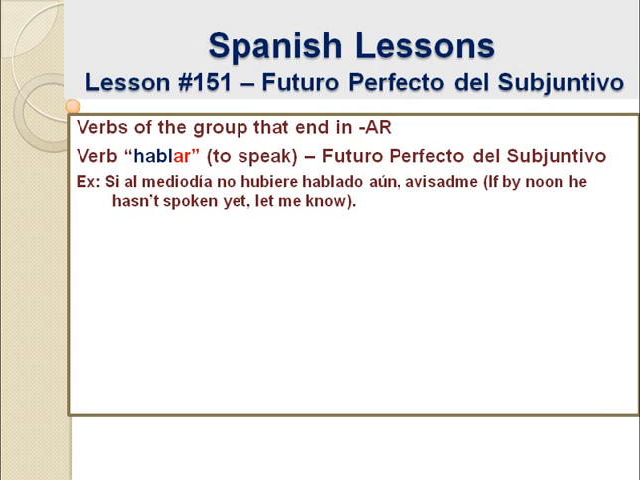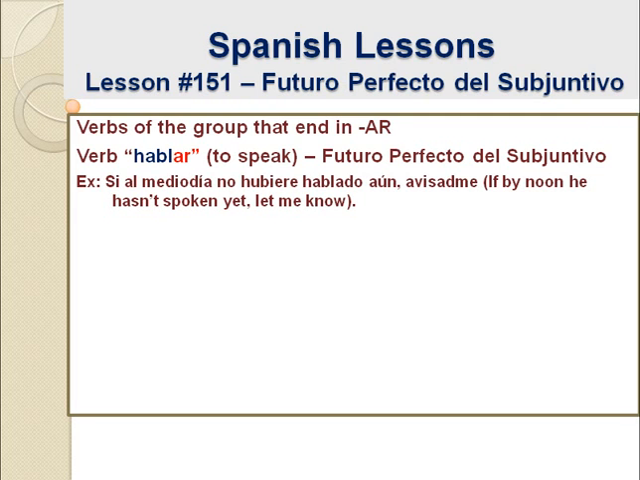So here, hubiere hablado is the verb hablar, or to speak, conjugated in futuro perfecto del subjuntivo. You can see here it is inside an if clause, right? And it's also referring to the future, a moment in the future. If he hasn't spoken yet, by some time in the future, right? Let me know.